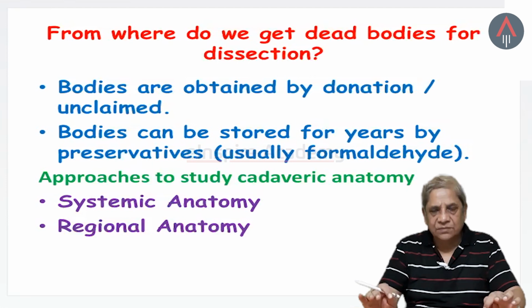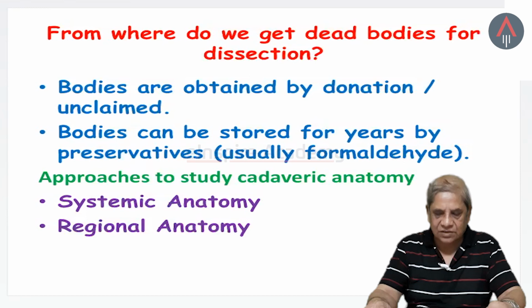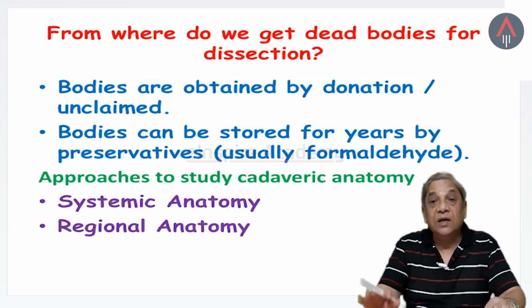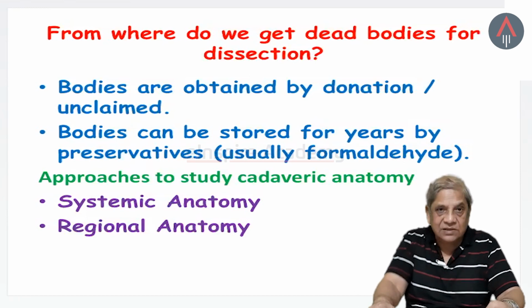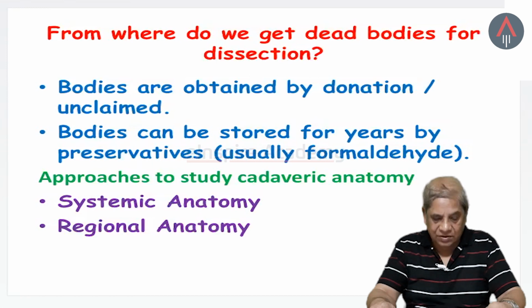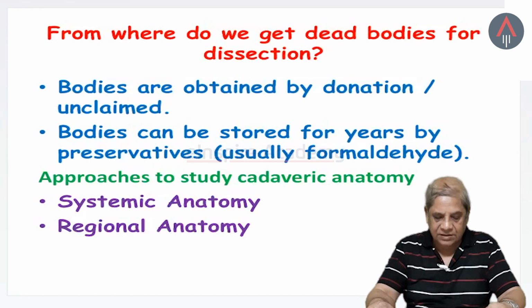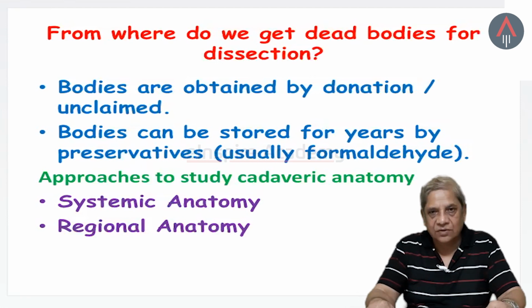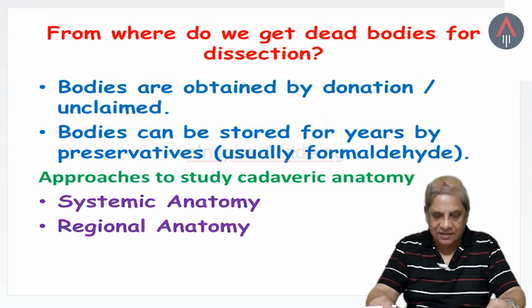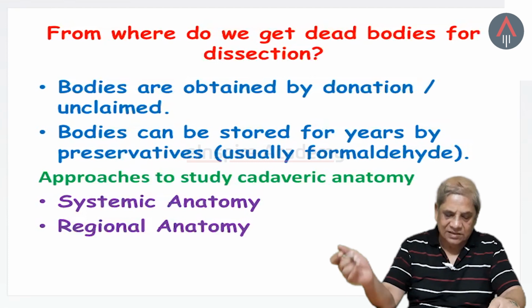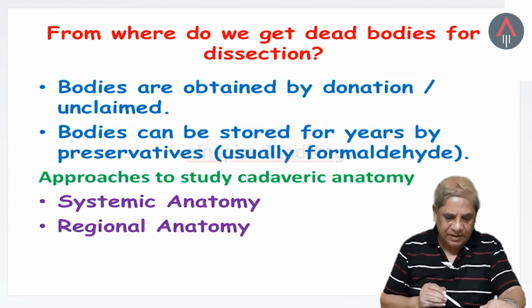Now, the systemic anatomy approach, though it may be easy for one system, is quite confusing in medical science. Though Gray's Anatomy and many other books on human anatomy describe systemic anatomy, you have to use regional anatomy in medical science, which is more beneficial.